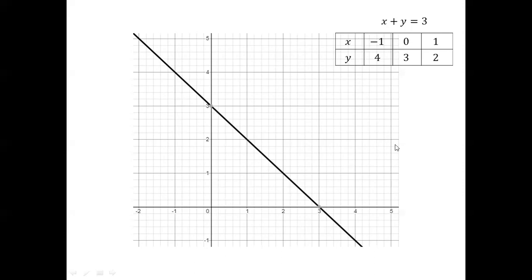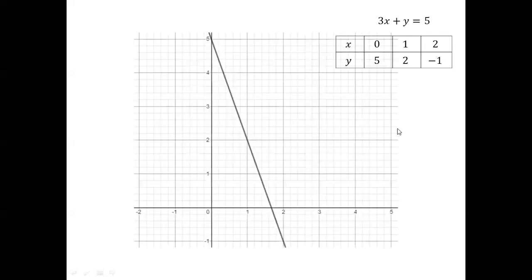We do the same thing for the second linear equation. We again make use of this table of values and plot the graph. So again, using the coordinates, we have 0 and 5. 0 for x, +5 for y. Next, we have 1, 2. X is equal to 1, y is equal to 2. And then 2, -1. X is equal to +2, y is equal to -1.